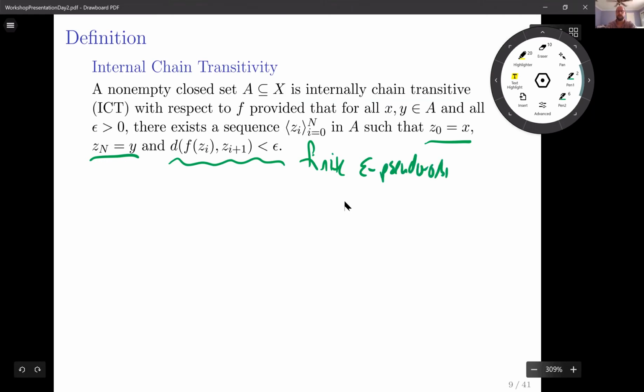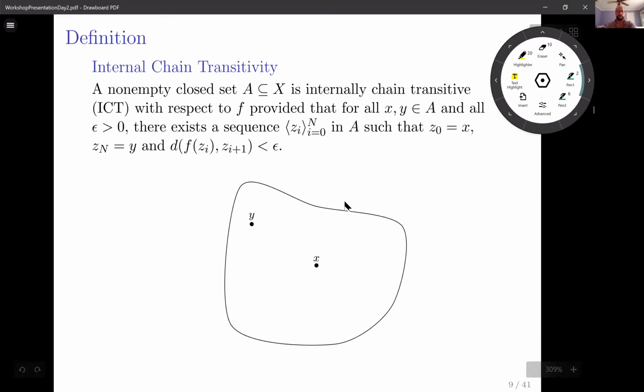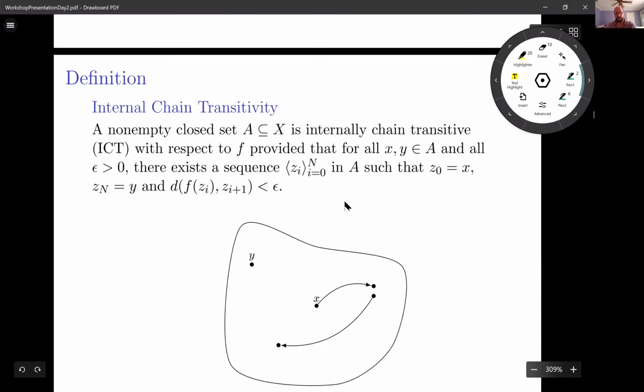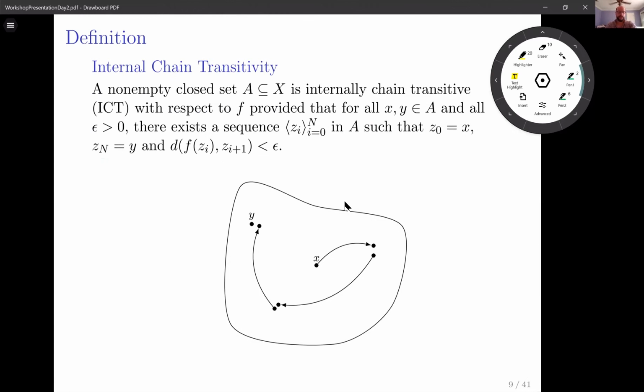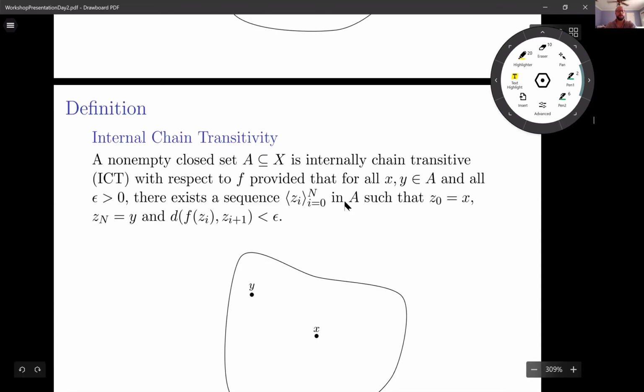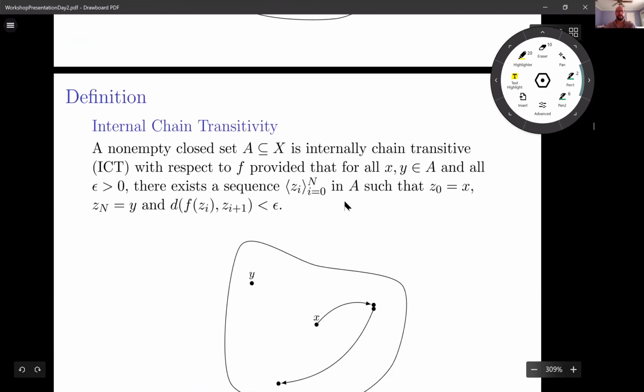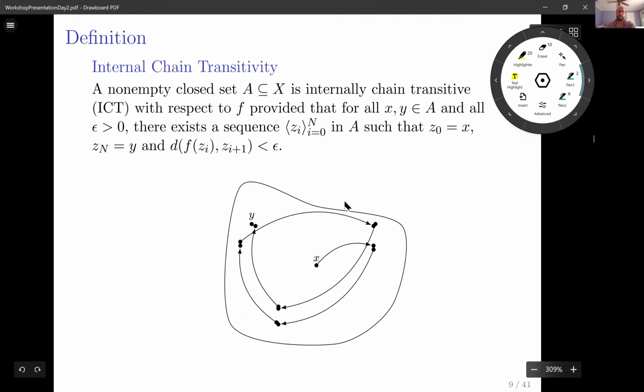So that's what we're going to think about today. The idea is we might have a set A, let's label this A, and we have two points x and y. We ought to be able to chain from one to the other. This is called an epsilon chain. And maybe for a given epsilon, it takes only three steps, but for a smaller epsilon, it might take far more steps. The set A would be internally chain transitive if, given any x and y in A and any epsilon, we can find some chain of some length.